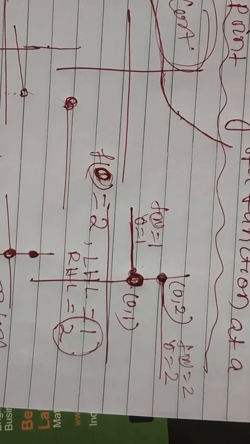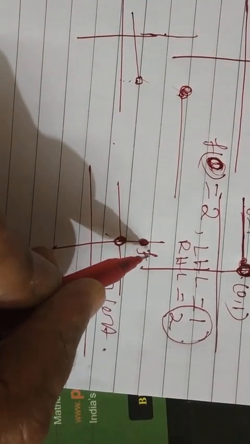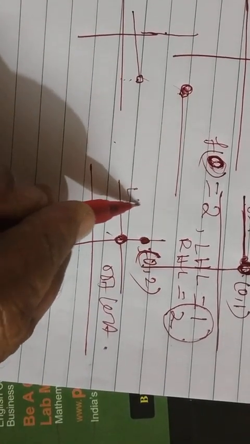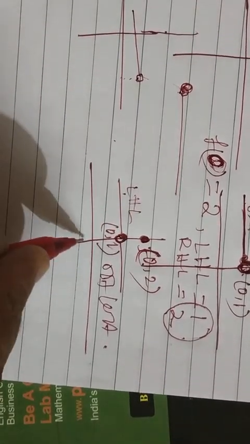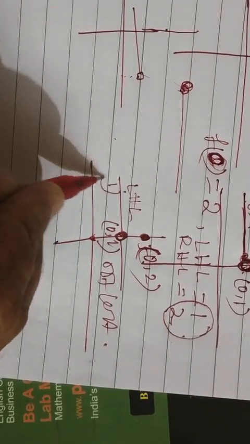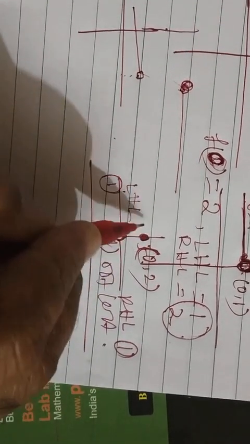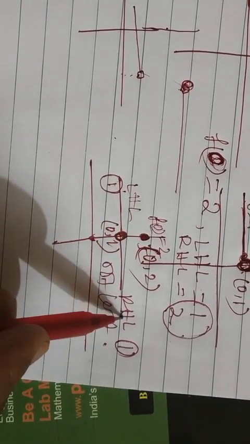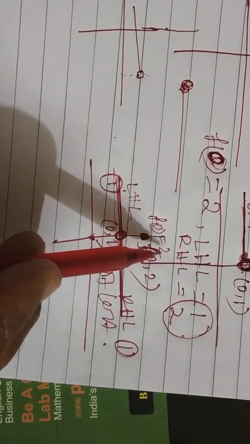Now come to this situation. Here this point is say (0, 2). Now what is LHL? This is (0, 1). LHL when x tends to 0 is 1, and RHL when x tends to 0 is 1. But f of 0 is 2. So in this situation, the limit exists, but that limit is not the value of the function at that point.